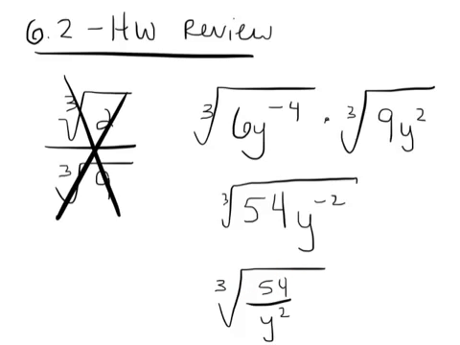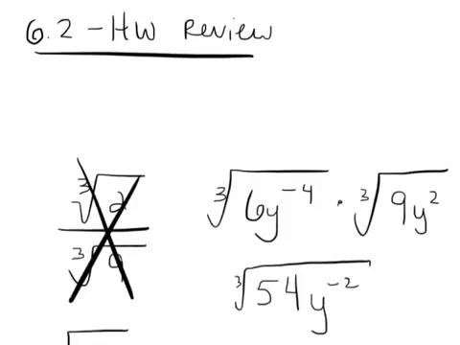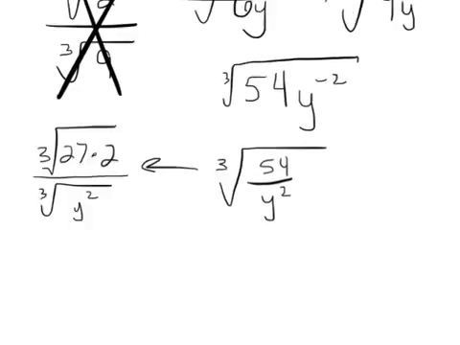But look at the numerator, 54. What's a perfect cube that goes into 54? Perfect cube that goes into 54. 27. What's 27 times 2? 54. So write this as the cube root of 27 times 2 over the cube root of y squared. Now, the cube root of y squared, again, just for last night's homework purposes, we're going to leave alone. We're not going to do much with it.